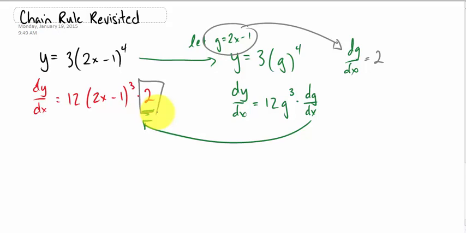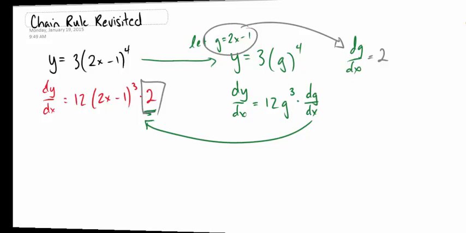So what we're doing is, anytime we come across a variable that is different than that which we're differentiating with respect to, we need to multiply by its differential, by dy/dx or by dg/dx. And that's our implicit differentiation, it's called.